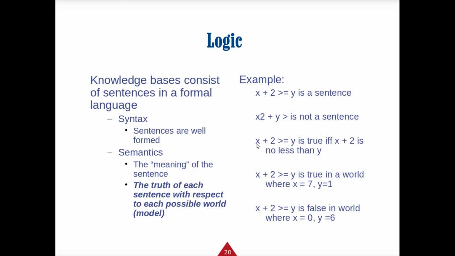Another example would be, semantically this would be correct if x plus 2 is no less than y, whereas you could also define it as x equals 7 or y equals 1 or something like that. In other words, this wouldn't be semantically correct if x equals 0 and y equals 6, or something like that.